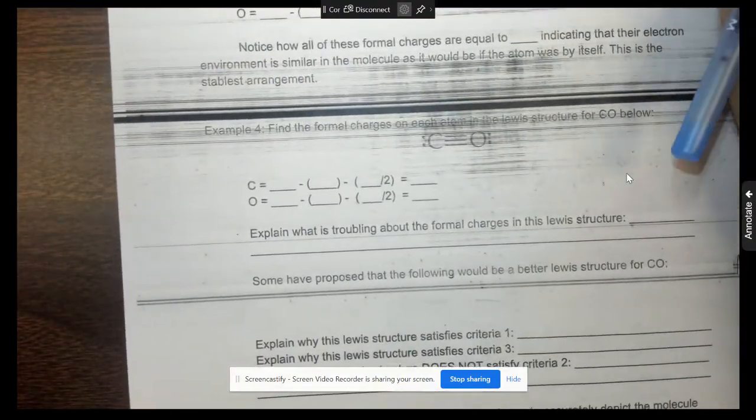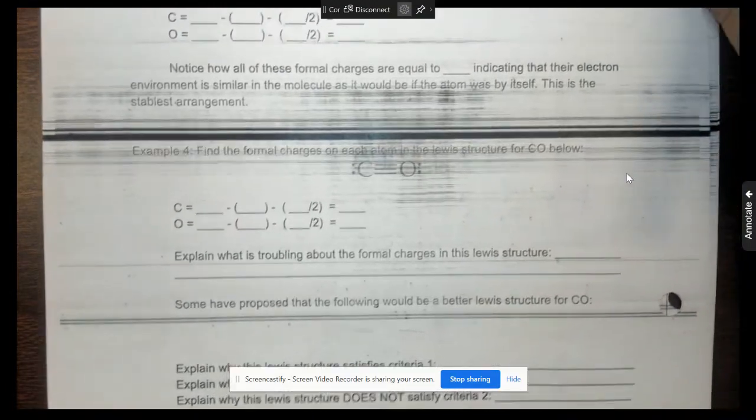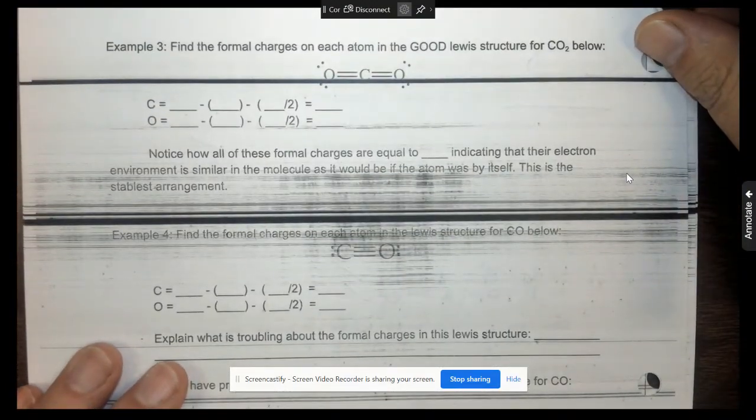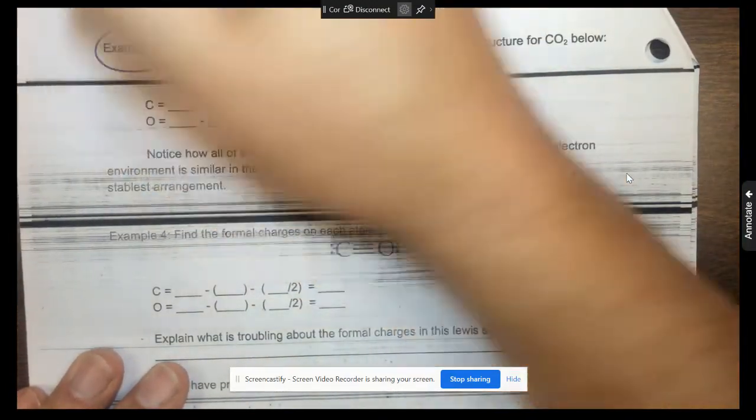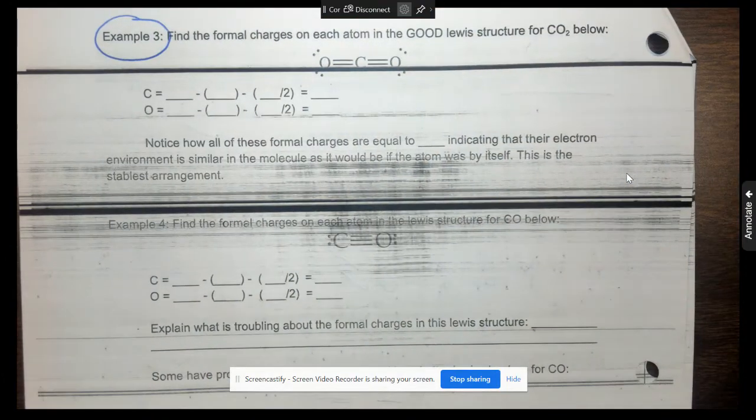All right, so I'm going to come back to the next screencast, and we'll examine why this is a good Lewis structure in example 3 for carbon dioxide.